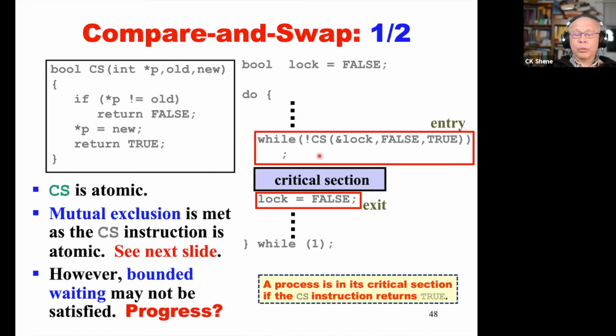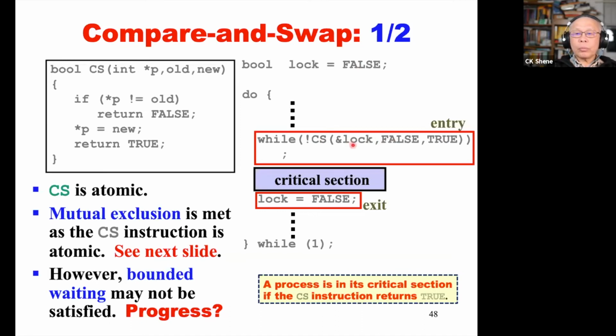of mutual exclusion. Remember, just like a lock, initially we have false. Now, we send the lock and the false and true to the CS instruction. What the CS instruction does is compare the value stored here against the second operand, the old value. If these 2 are not equal, it returns false. And if these two are equal, then true will replace the value of lock here and return true.